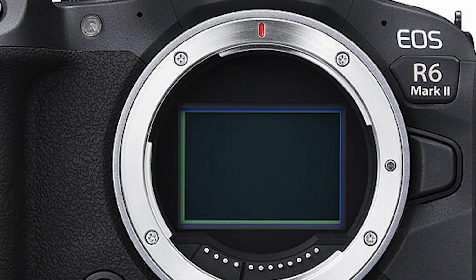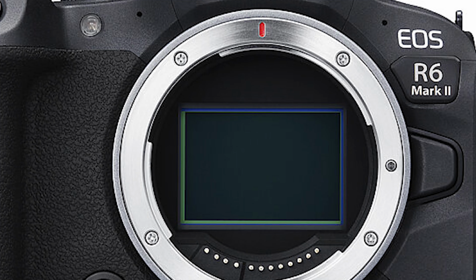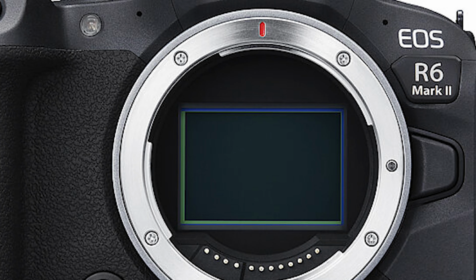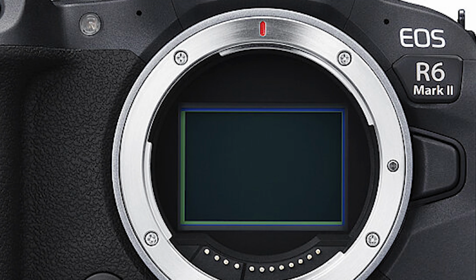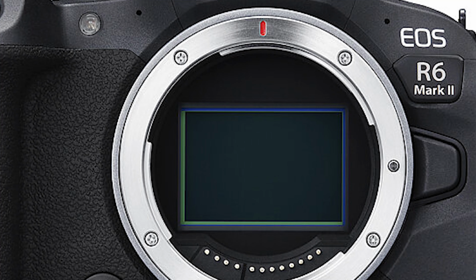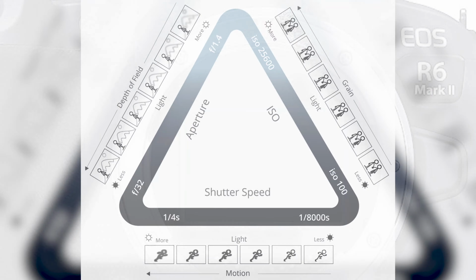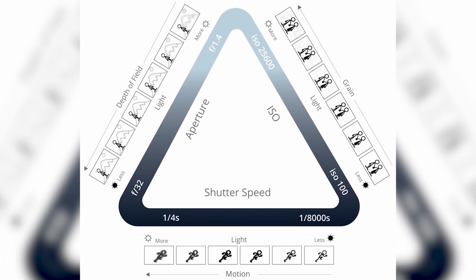Finally, let's talk about ISO. ISO measures the sensitivity of the camera's sensor to light. A low ISO is used in bright conditions to avoid overexposure, while a high ISO is used in low light conditions to avoid underexposure. However, a higher ISO can result in more noise or grain in the image.